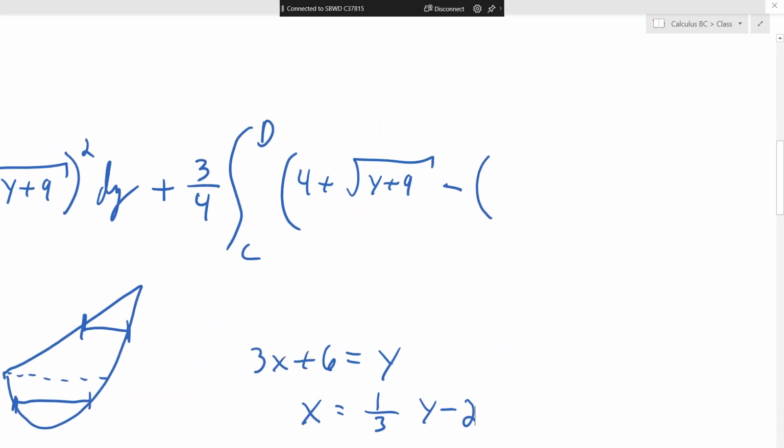Okay. So it's minus 1/3 y minus 2. That's the whole base squared dy. Wasn't that fun? Okay, yeah, that was fun. It was good. We had a good time.